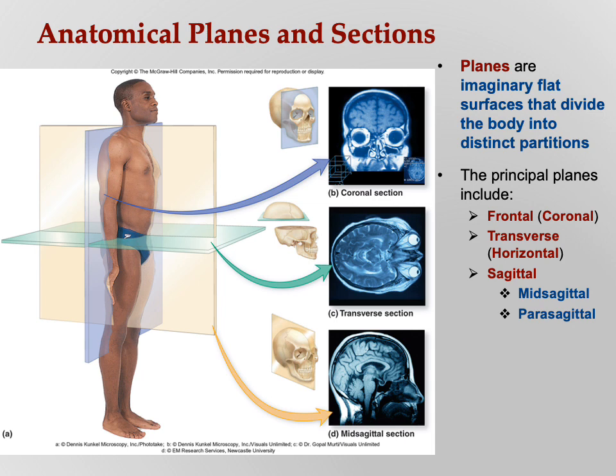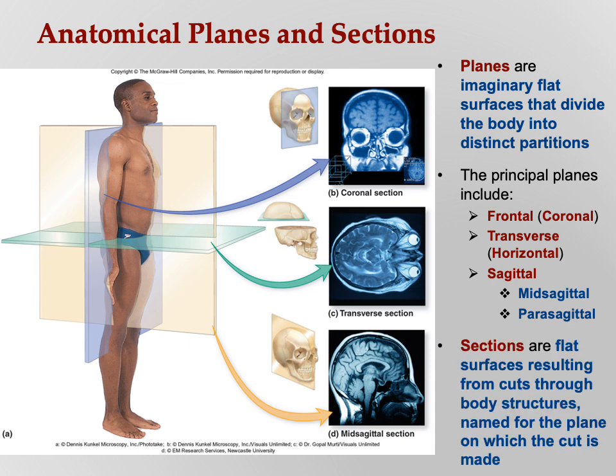So for example, we could sever that poor man's right arm. If we were to move that plane closer to the front of the screen and then cut with it, we could sever his right arm from the rest of his body. That would be a parasagittal plane, okay? Sections are the flat surfaces resulting from cuts through the body structures, named for the plane on which the cut is made.